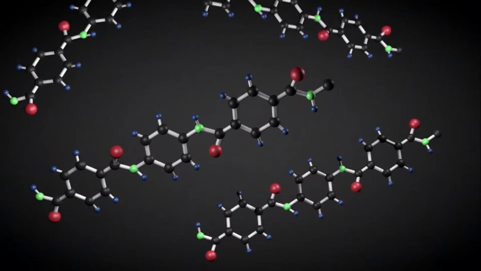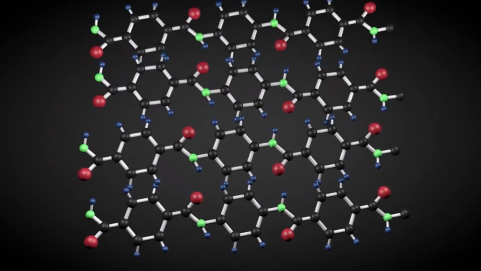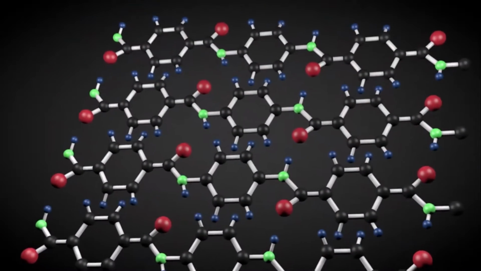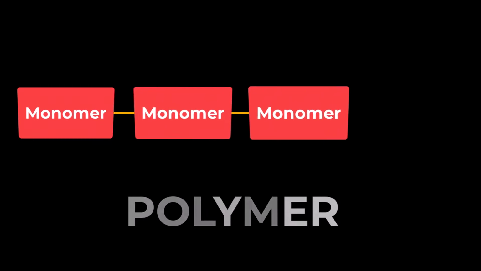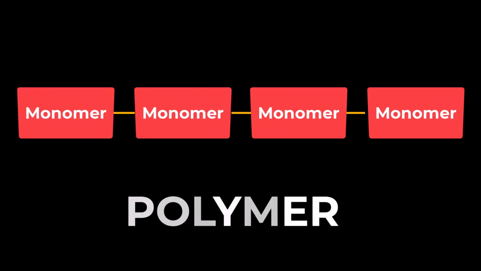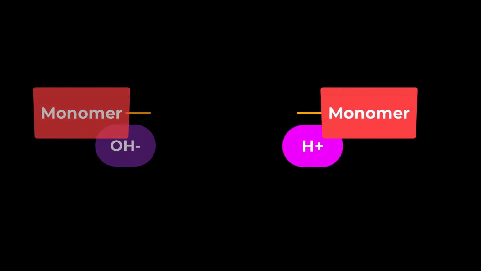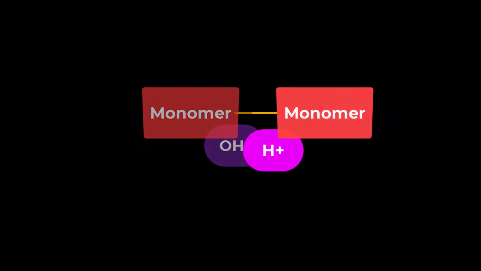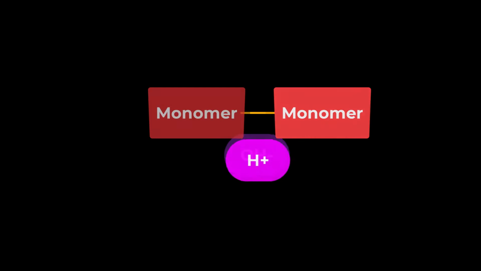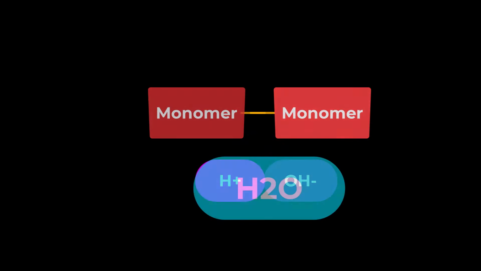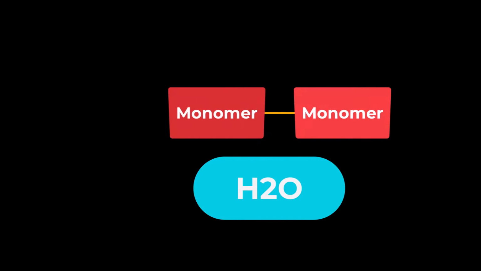Many macromolecules, such as proteins, lipids, and carbohydrates, are called polymers. Polymers are large molecules made by stringing together many smaller molecules called monomers. Monomers are linked together to form a polymer through a dehydration reaction. A dehydration reaction involves the removing of a molecule of water.